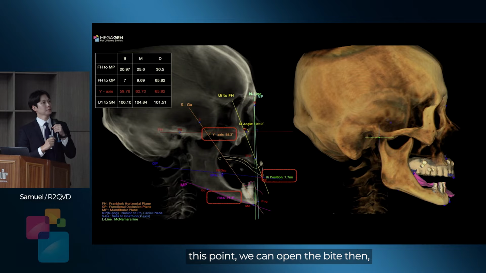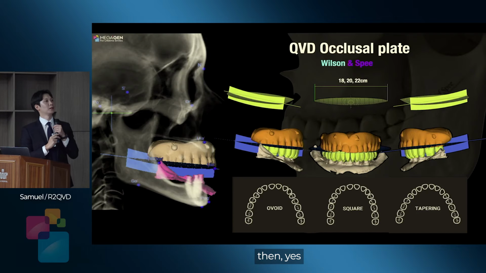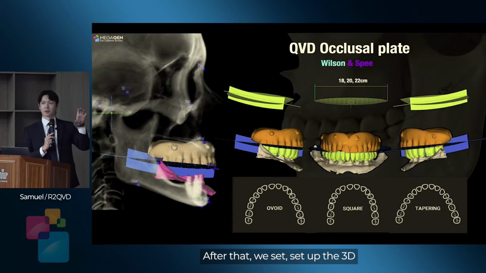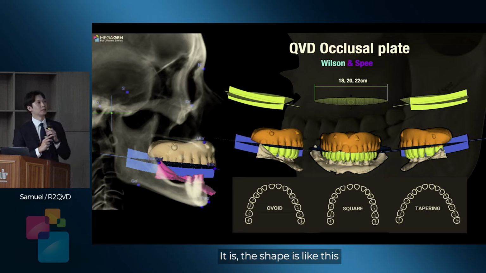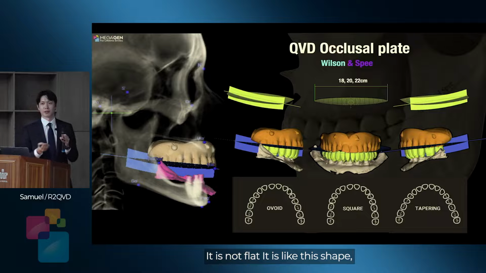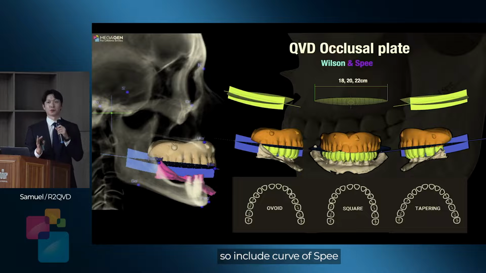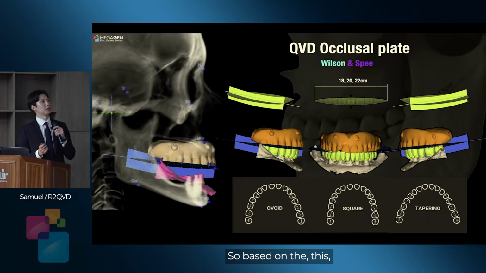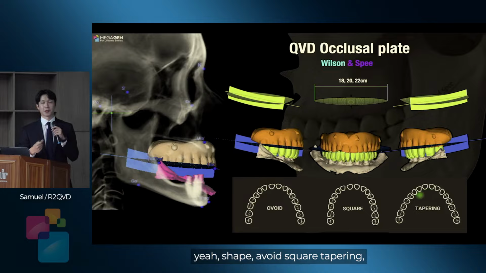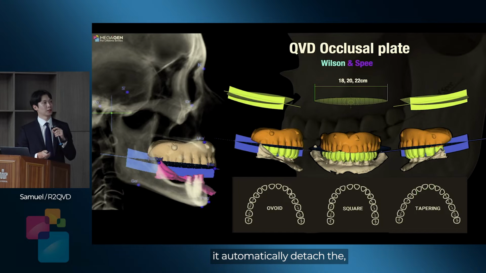Then, yes, after that we set up the VD. Then we can set the occlusal plate. The shape is like this. It is not flat. It is like this shape, so it includes the curve of Spee and curve of Wilson. So based on this, when you choose the tooth shape, avoid square, tapering, it automatically attaches to this occlusal plane.